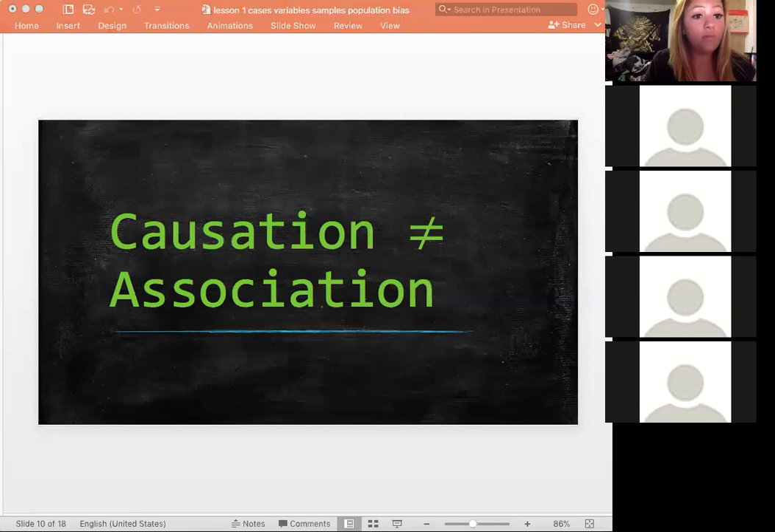And this is an important point to make. Association doesn't mean causation. If it's randomized, we can make some sort of causal conclusion there, but if we find out things are associated, you can't say that one causes the other one. We're just saying that they're associated with one another. We see some sort of relationship, but that doesn't mean that one causes the other one.